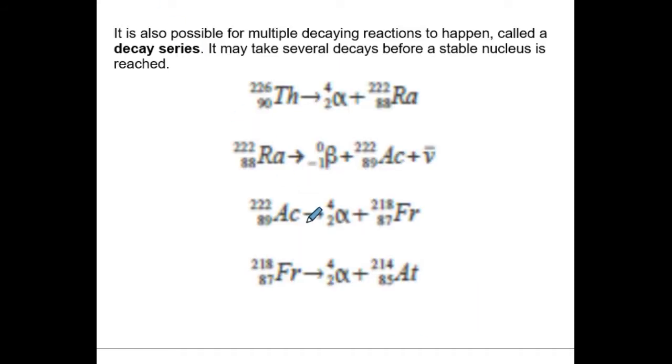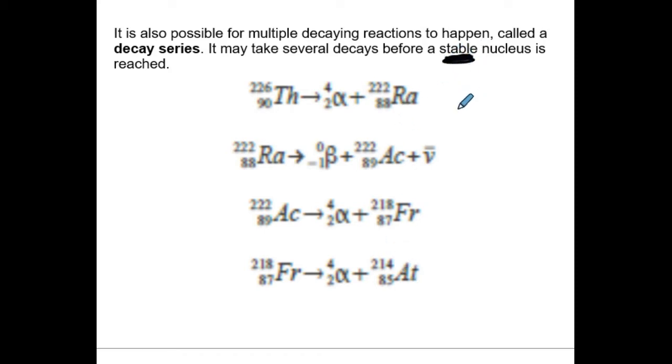So, the last thing we want to talk about with this is that it's actually possible for a decay series to take place, where often multiple things happen. Where, say, thorium turns into radium, but then radium turns into actinium, and actinium turns into francium, and francium turns into astatine. And it takes a while before it finally gets to a stable nucleus.